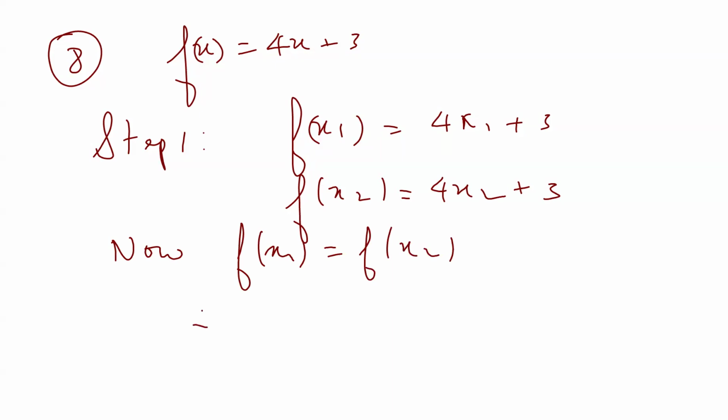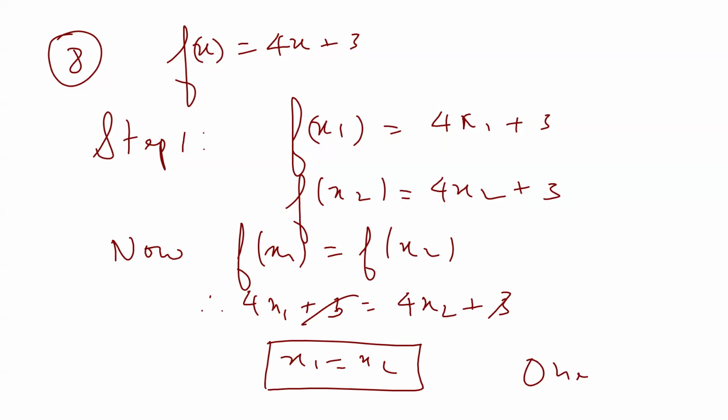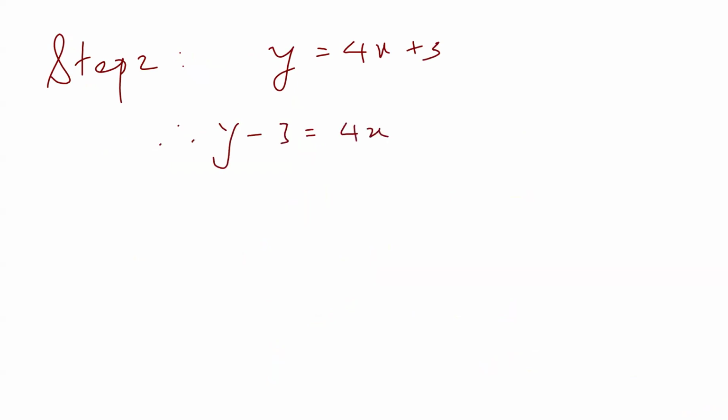Therefore, 4x1 plus 3 is equal to 4x2 plus 3. 3, 3 gone, 4, 4 gone. x1 equal to x2. So this is 1 to 1. We have to prove it is bijective, then only it will be invertible. Step 2, y is equal to 4x plus 3. So y minus 3 is equal to 4x. Therefore, x is equal to y minus 3 upon 4.